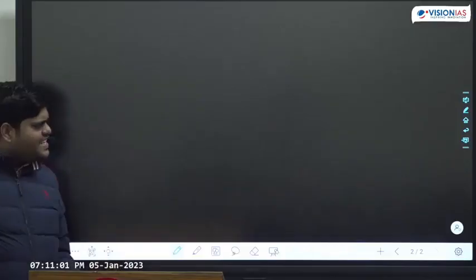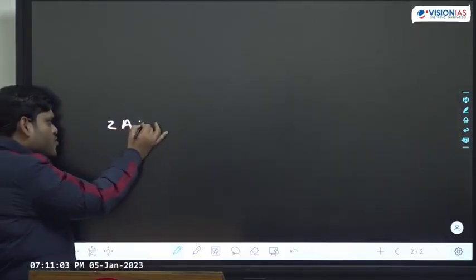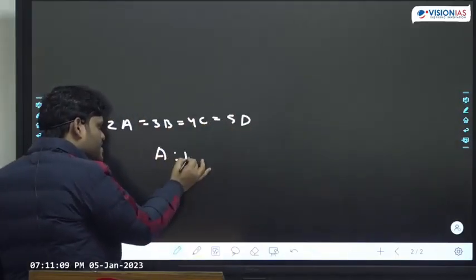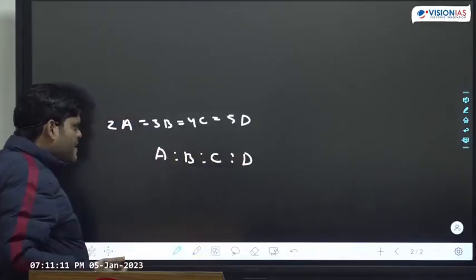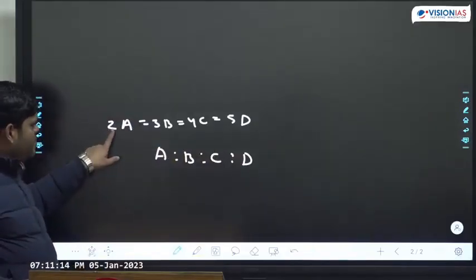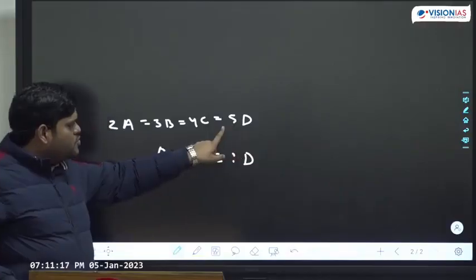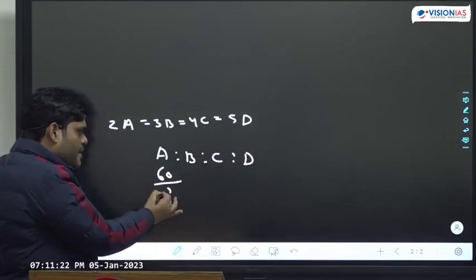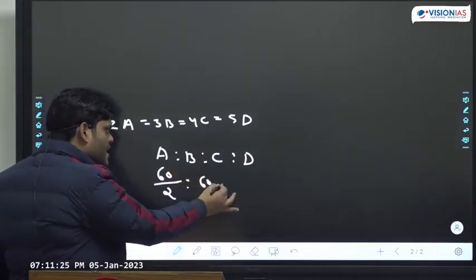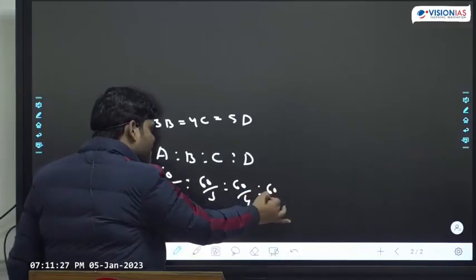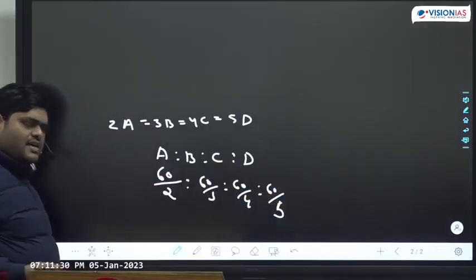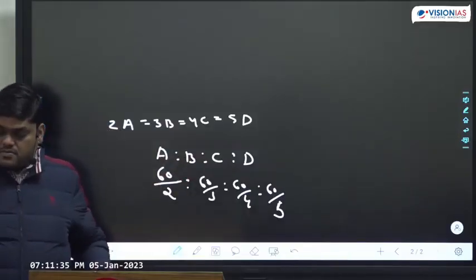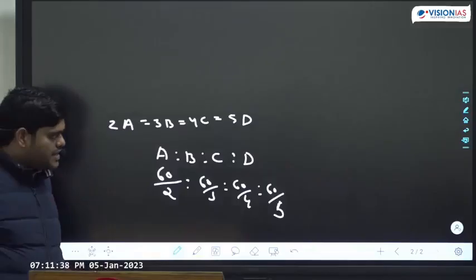Yesterday we discussed, if something like 2a is equal to 3b is equal to 4c is equal to 5d is given, how do we find the ratio of a, b, c, d? We take the LCM of the coefficients 2, 3, 4 and 5, so 60 is the LCM. Then a will be 60 by 2, b will be 60 by 3, c will be 60 by 4 and d will be 60 by 5. Yesterday we did this; the same logic we are applying. Okay?